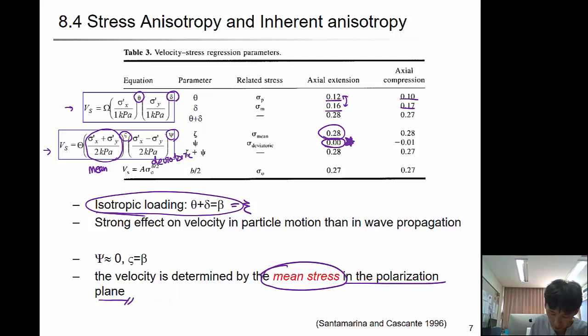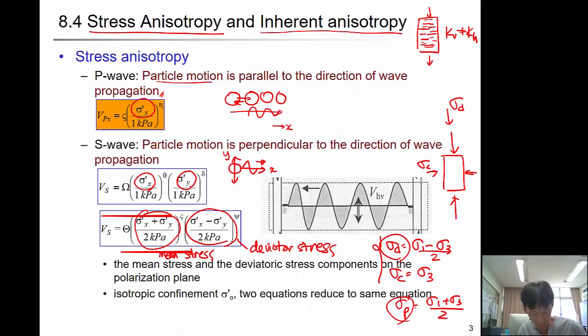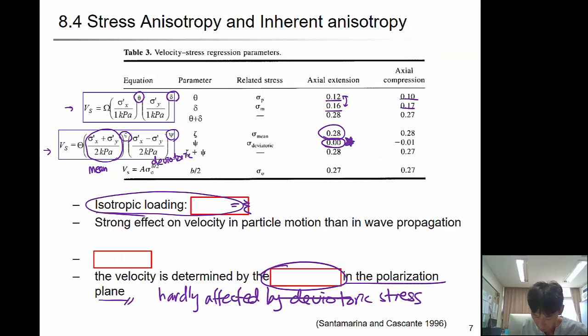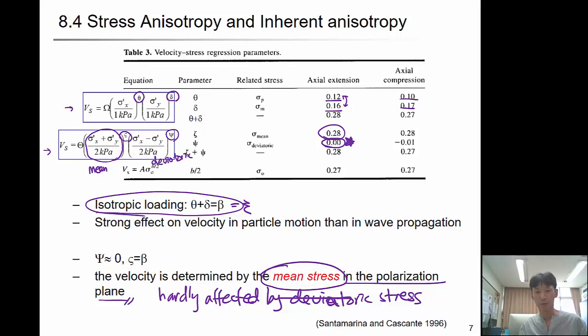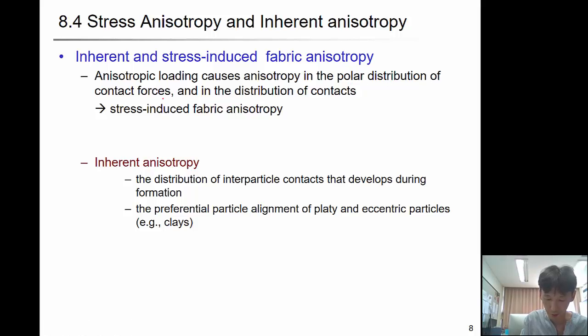Or I can say deviator stress. Right? So anisotropy loading causes anisotropy in the polar distribution of contact forces and in the distribution of contact. And it's called the stress-induced fabric anisotropy.